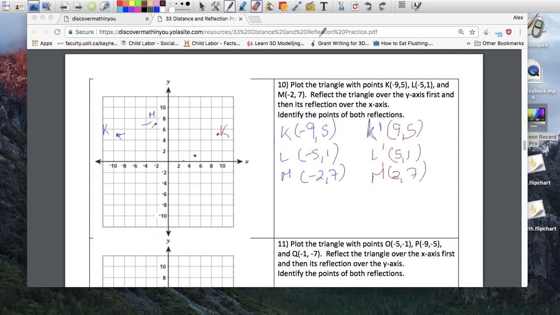Did I just do everything wrong here? Well, let's try again. Okay, so let's go again. Negative 9 and 5, which is about here, so that's K. L is negative 5 and 1. And M is negative 2 and positive 7, so about that. So that's the triangle, sorry.